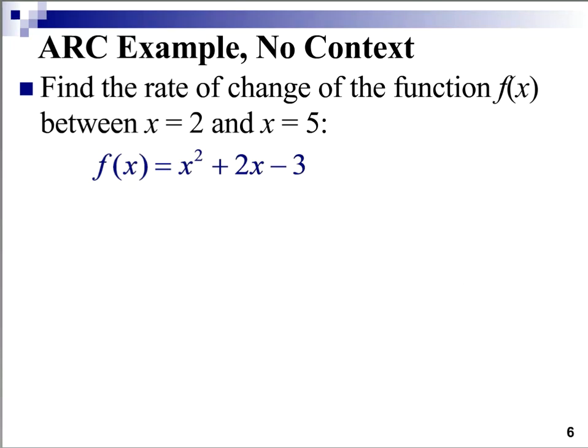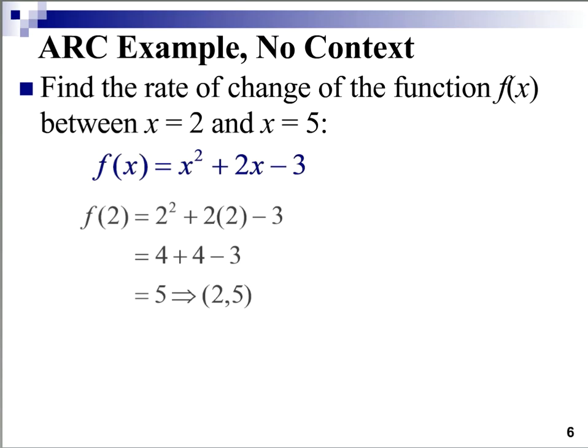So let's start with an example that has no context, just so we can see how the calculations work. So we're going to find the rate of change for a function, we'll call it f, between the points 2 and 5. Now sometimes students ask, well, where did you get the 2 and where did you get the 5? Well, I'm just choosing them arbitrarily. The power of this formula and this idea is that it will work for any 2 points that you want. So let's take a look at how this would work.